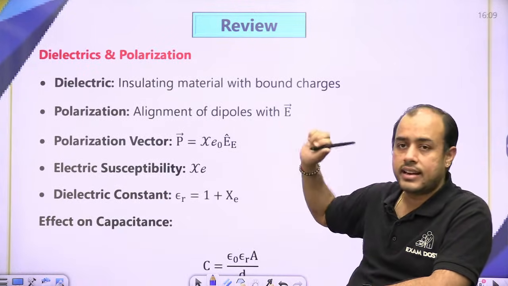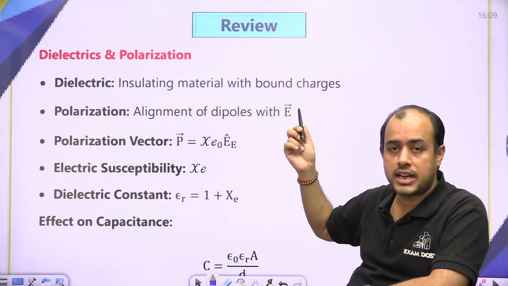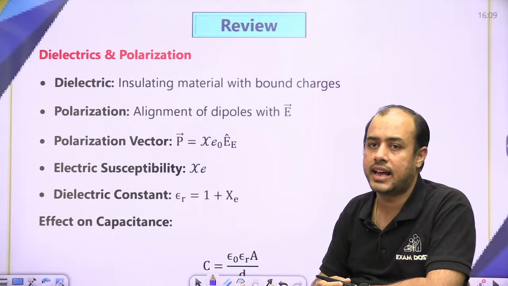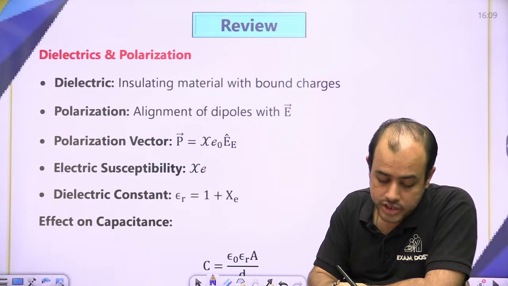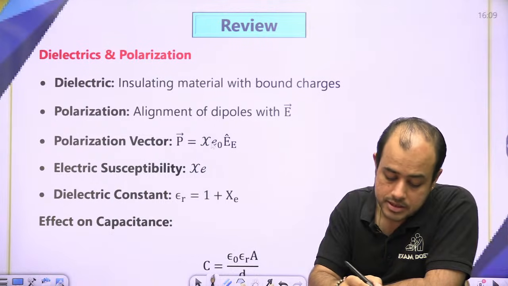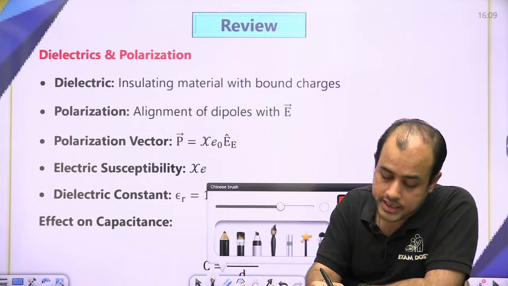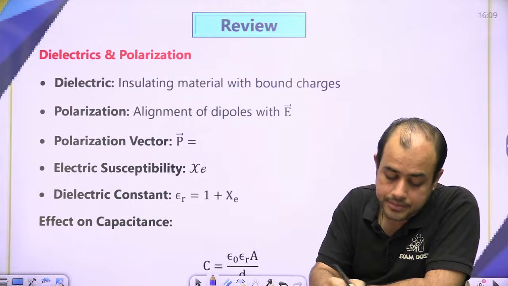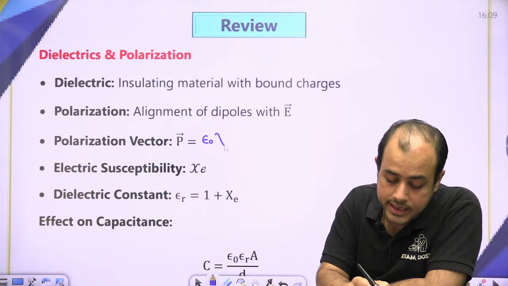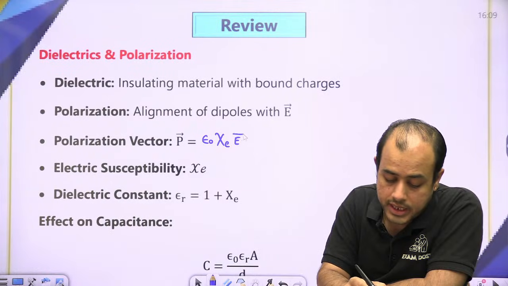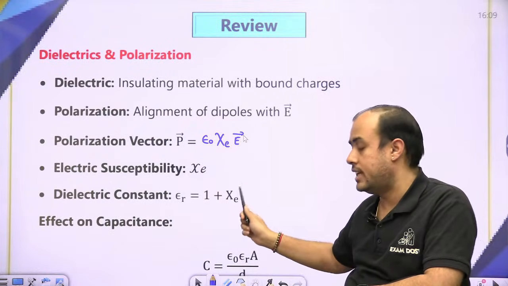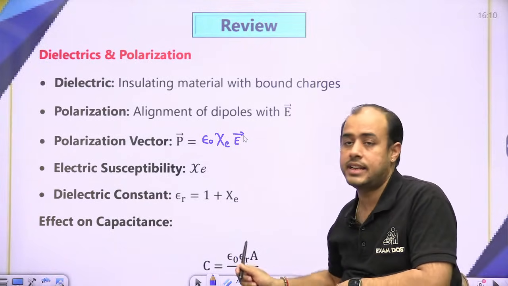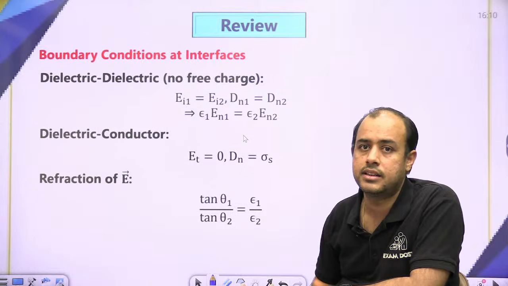Dielectric is the insulating material with bound charges. When we apply an electric field, all the dipoles get aligned in the direction of the electric field. Polarization vector is epsilon naught chi E into E, where chi E is the susceptibility, which represents the tendency of a material to become polarized. The relative permittivity is 1 plus chi E. Because of the dielectric, the capacitance increases by a factor of epsilon r.